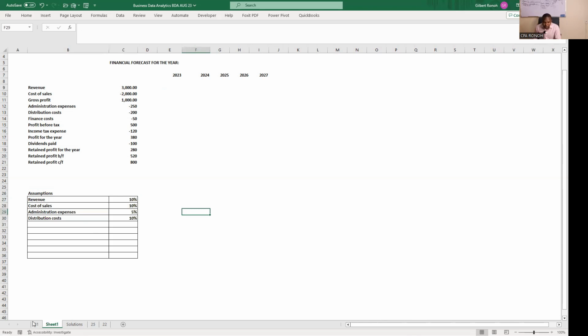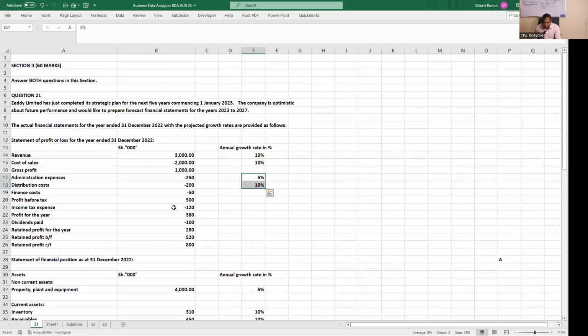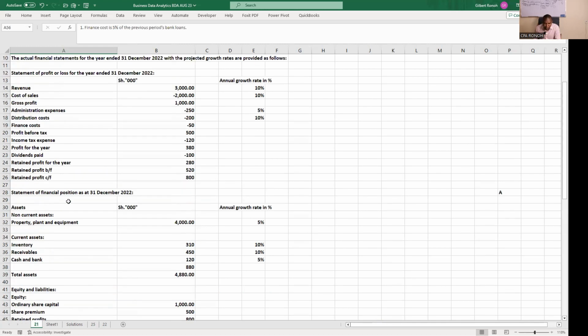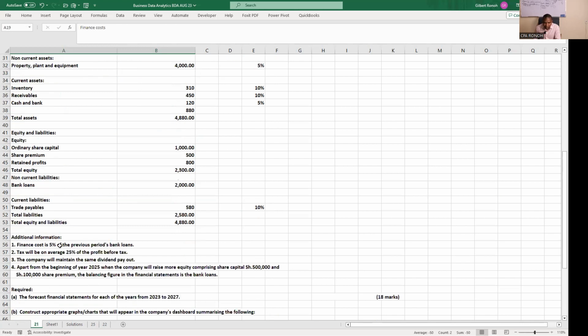So we go to additional information, where we have been told the finance cost is 5% of the previous bank loan. Remember, we account for the interest in the income statement. If you go back here, you can see our finance cost here. We have -50 in finance cost, and we have been told the finance cost is 5% of the previous bank loans.